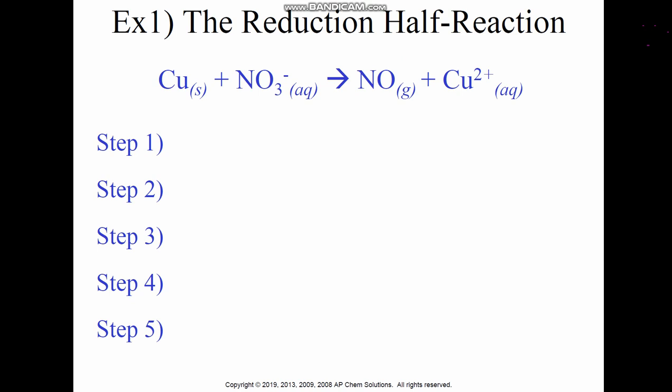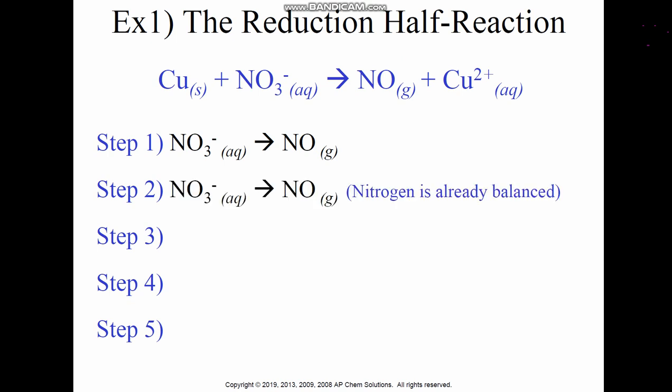Step one is just to write the half reaction. So this is the reduction half reaction for nitrate. You have your nitrate, and it is going to be reduced, so it is gaining electrons here. You write it all except for the waters and the hydrogens. Then in step two, you balance all of the atoms except for oxygen and hydrogen, and you'll notice here nitrogen is already balanced.